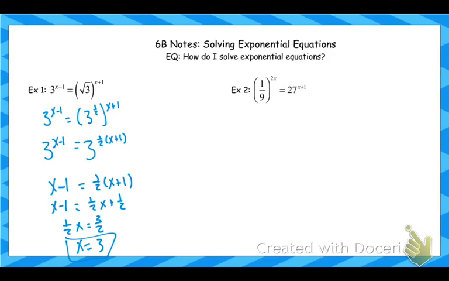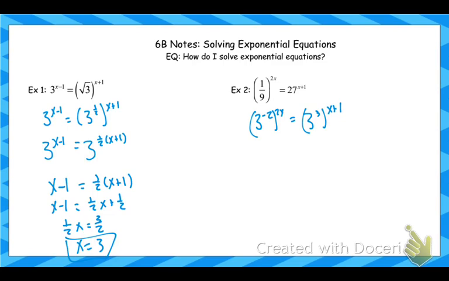So again, just be careful on these to rewrite them in terms of the same base. All right, so again, looking at the next one. 1 over 9 and 27 can both be rewritten in terms of the same base. They can both be written with a base of 3. So this is why it's really helpful for you guys to be familiar with your exponent properties. So 1 over 9 is the same thing as 3 to the negative second. 27 is the same thing as 3 to the third.